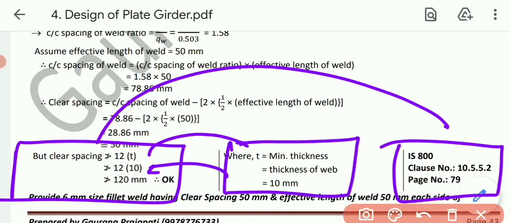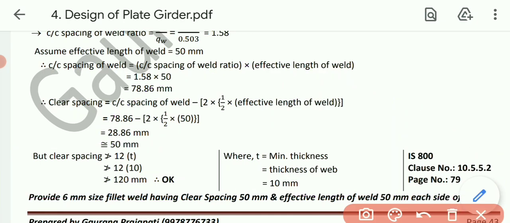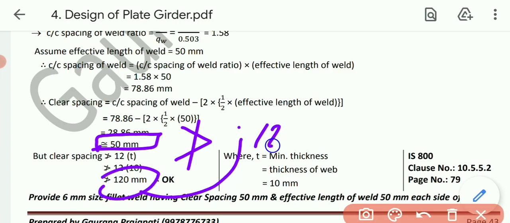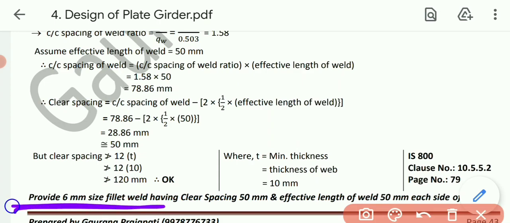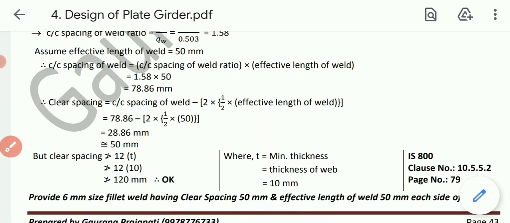So 12 times 10 is 120. That indicates that this clear spacing should not be greater than 120. Right now it is not greater, hence okay, we can say provide 6 mm size of fillet weld having clear spacing 50 mm and effective length of weld also 50 mm on each side of the web. So that's the first check.